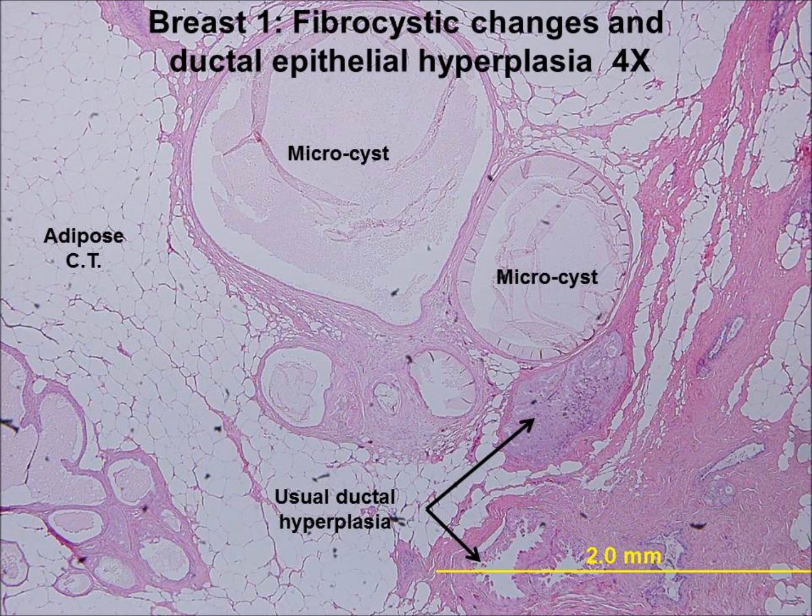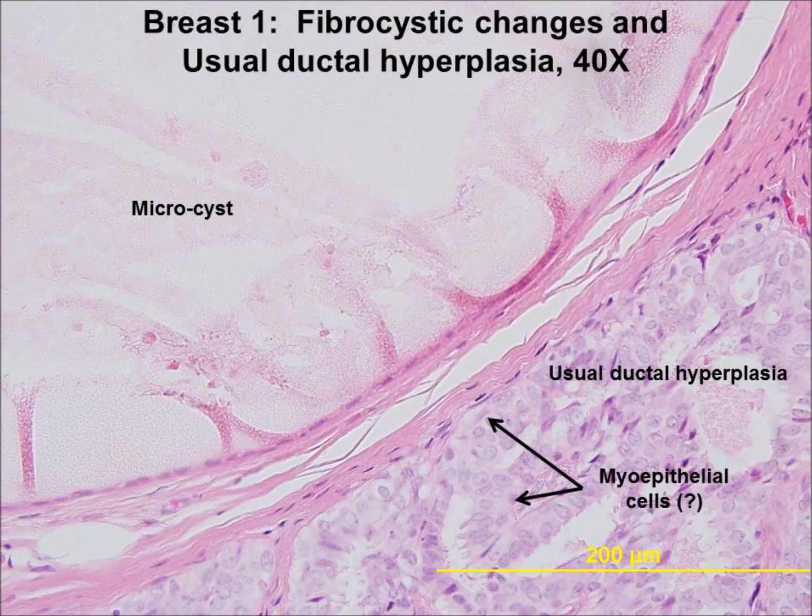Now return to low power and locate the microcysts that are in the center of the section. Adjacent to these microcysts are ducts in which the epithelium is growing into the lumen. These are identified as usual ductal hyperplasia. Examine the region between the cysts and the hyperplastic ducts under higher magnification. The upper left-hand side of the slide shows that the cyst is lined by flattened epithelial cells, and there is no indication of proliferation.